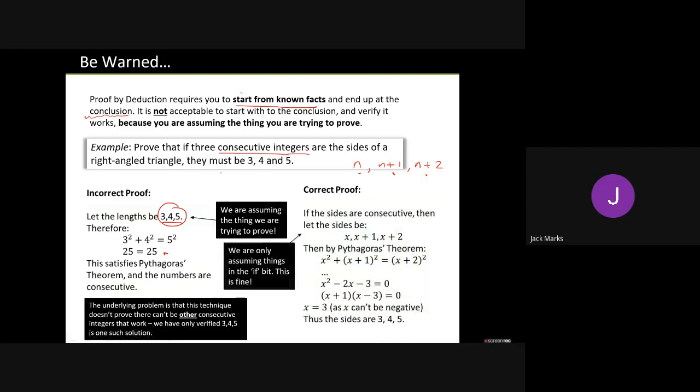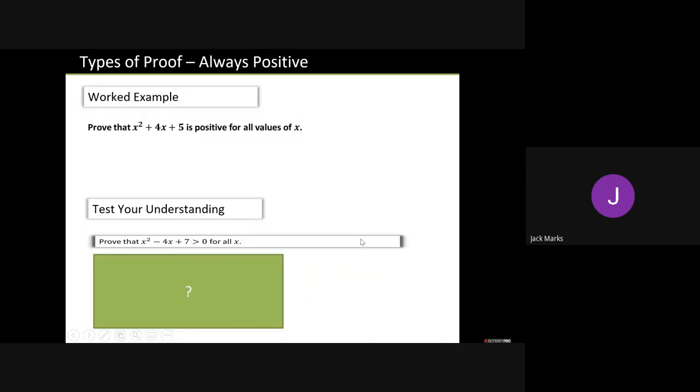What do we need to do? Well, we need to start with the consecutive numbers because it says if 3 consecutive numbers. So that's where we start, if 3 consecutive numbers. And then we show that it works. We get 3 as x, then we get 3, 4, 5. That's the way around you need to work.